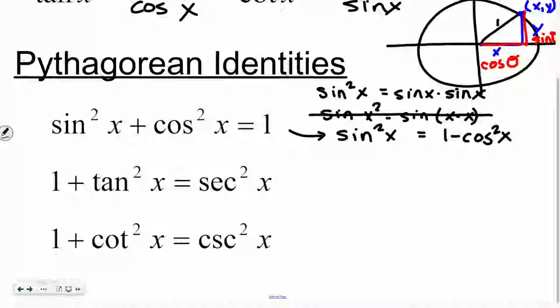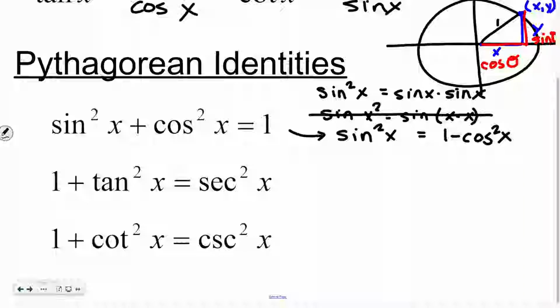And again, you can rearrange all of the Pythagorean identities. Okay, so if we wanted to solve for tangent squared x, it is equal to secant squared x minus 1. Okay, so you might see it look different.